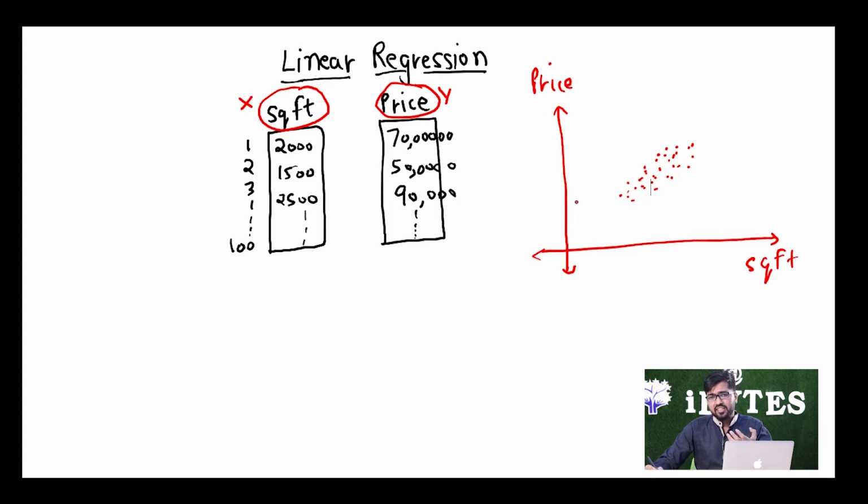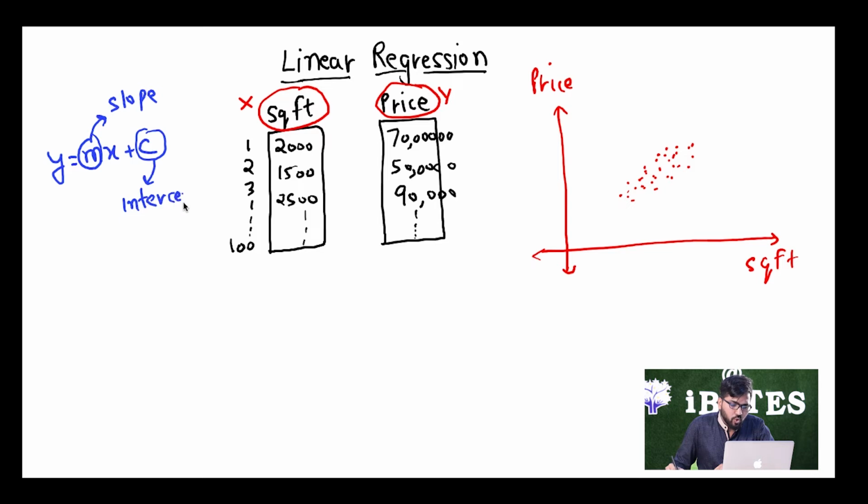When we say a linear relationship between two variables, what does that mean? That simply means that it is the equation of a line. So basically an equation looking like this is going to be built: y is equal to mx plus c, where m is going to be my slope and c is going to be my intercept. I hope everyone knows that y is equal to mx plus c is the general equation of a line. Here y is our price and x is our square feet.